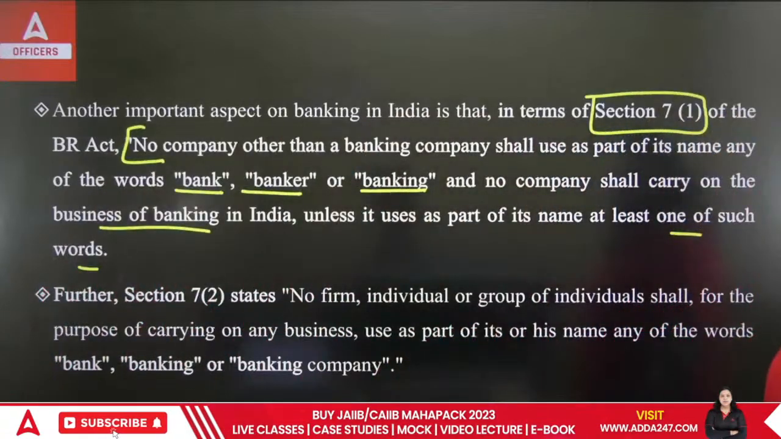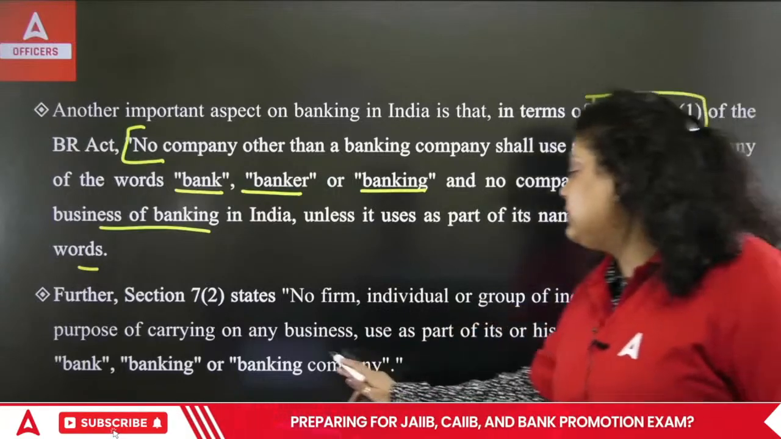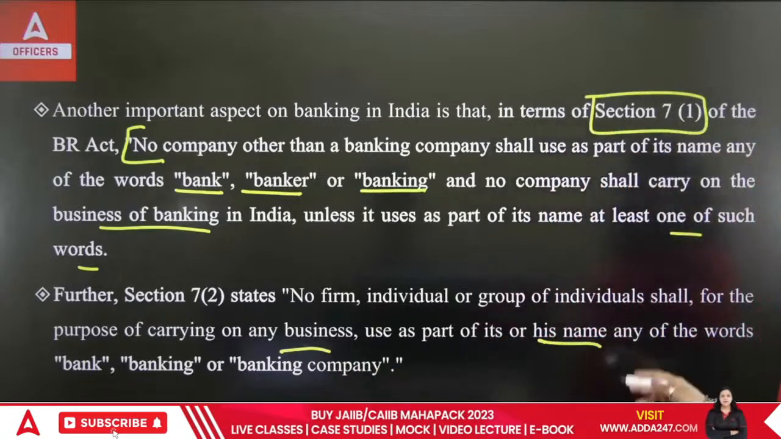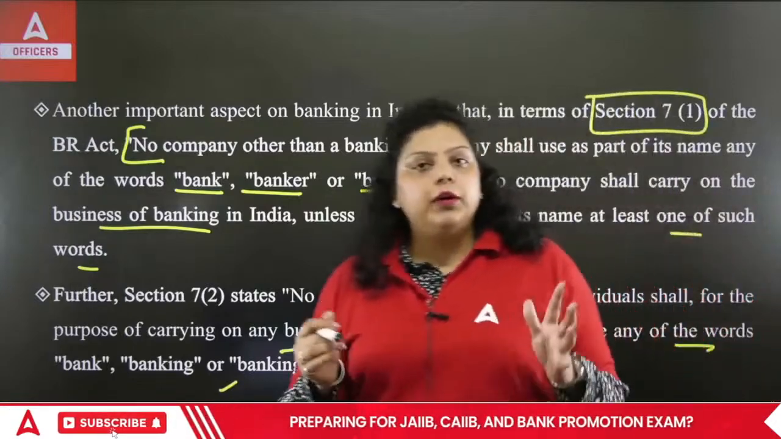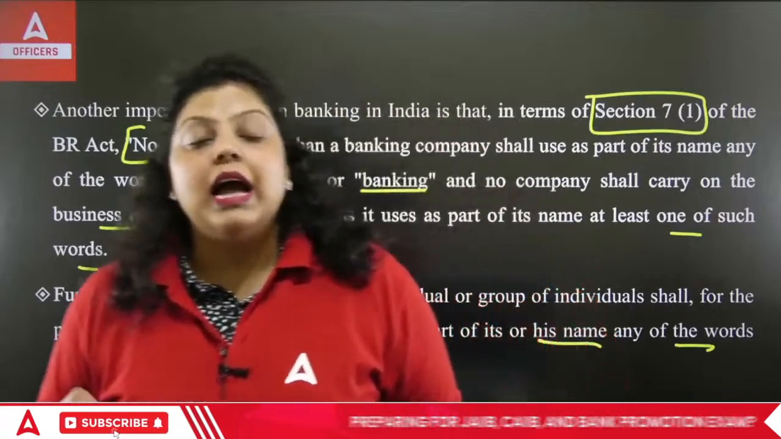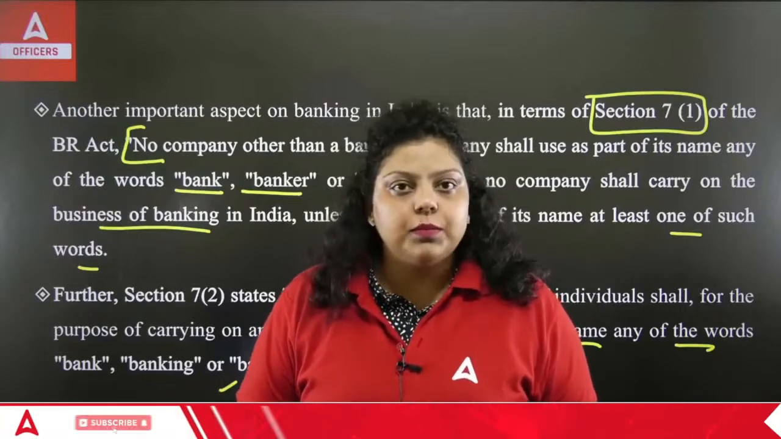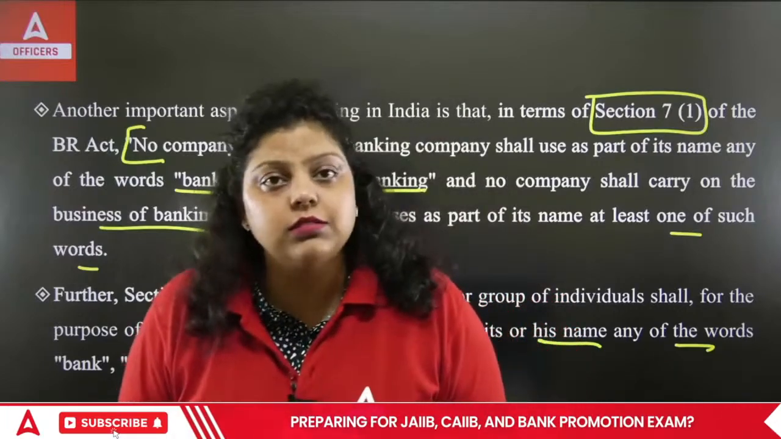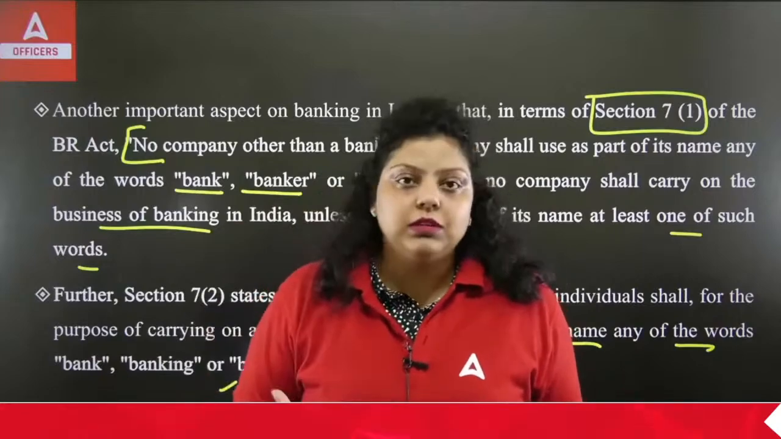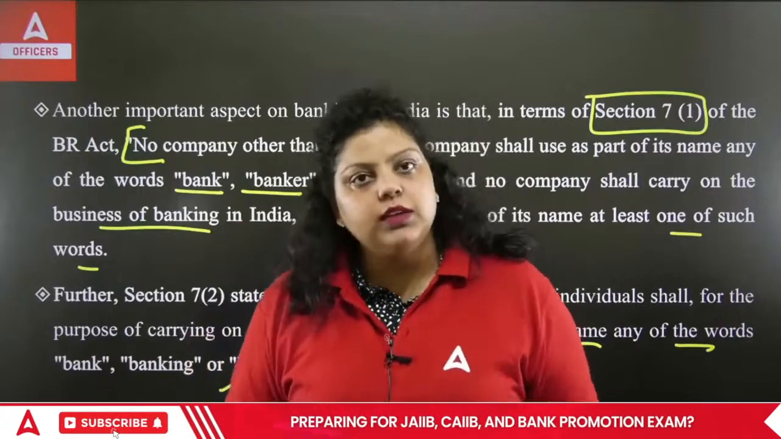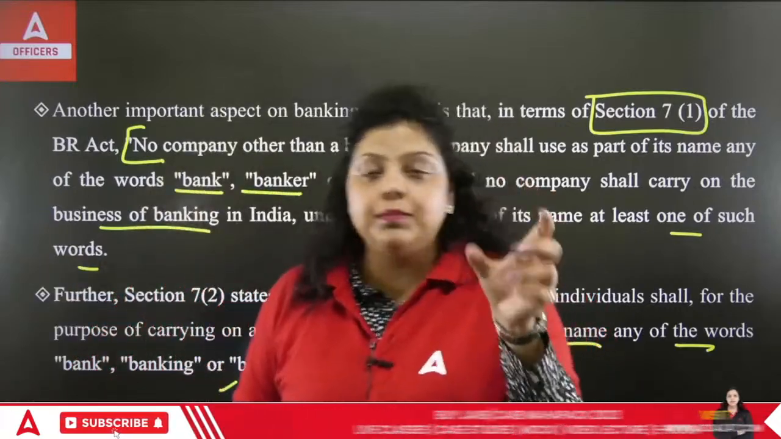Further, section 7(2) states that no firm, individual or group of individuals shall, for the purpose of carrying on any business, use as part of their name any of these words. Let's say, for example, Adda247 is an edtech company, and this company also accepts money from the public in the form of investment. We are accepting money from the public because we have issued our shares in the market. It is obvious we need money to expand our business and to continue our business because we don't have that money. So the owners of the company have to raise capital from the market. They are accepting money from the public.